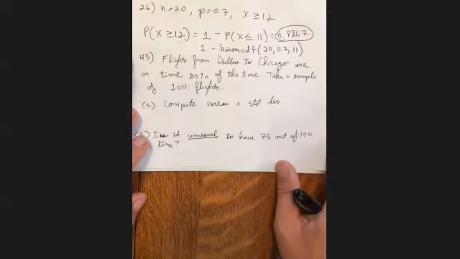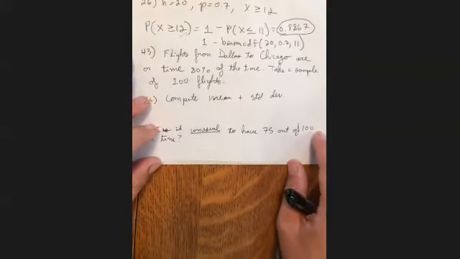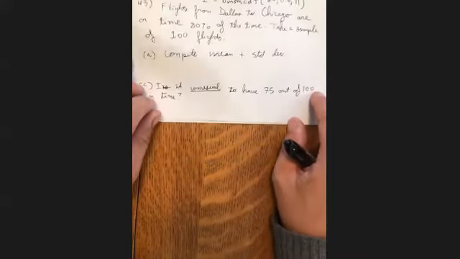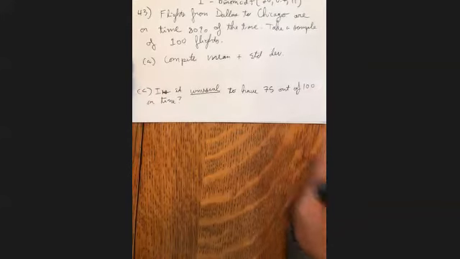So one last example from 6.2, number 43 here. We're told that flights from Dallas to Chicago are on time 80% of the time. Let's take a sample of 100 flights. And first, we want to compute the mean and standard deviation for the distribution.